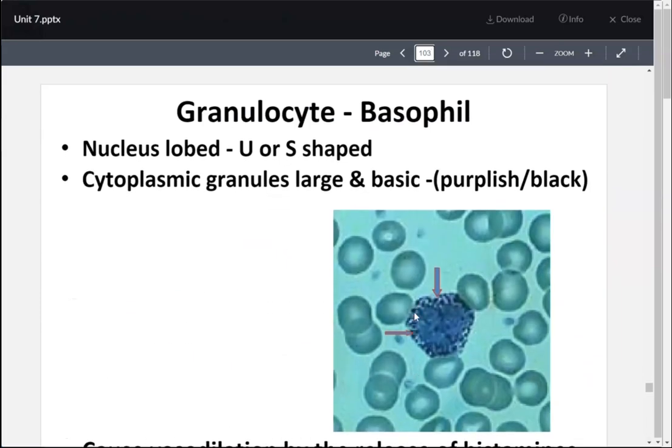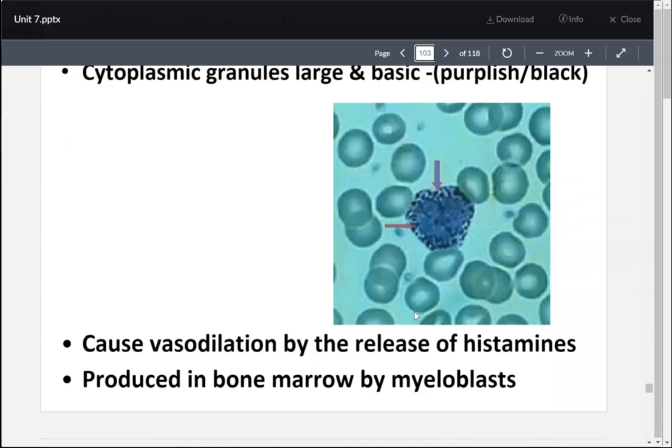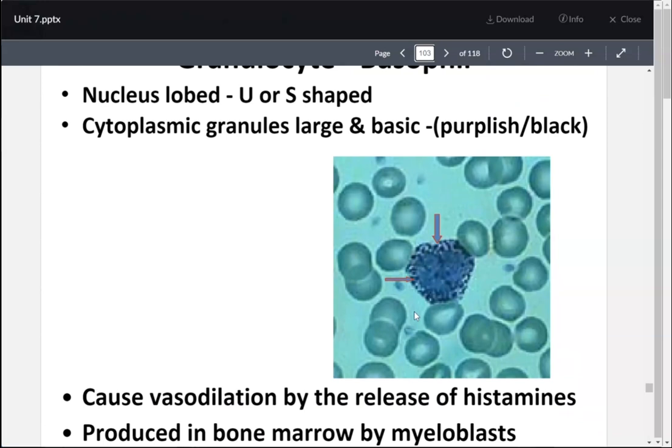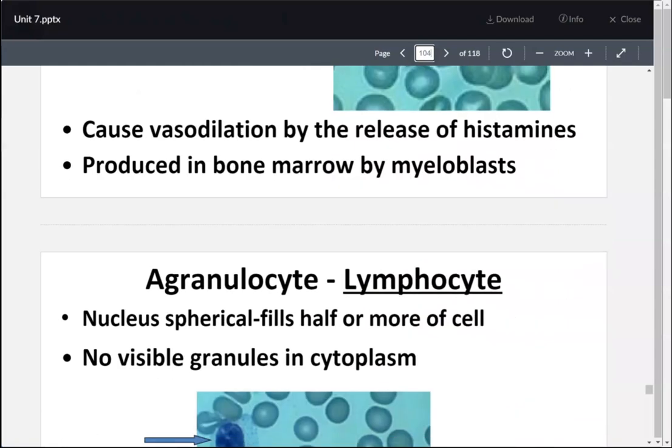Basophils have a U or S-shaped nucleus, and truthfully, this is not a fantastic picture, but the granules are going to be large and basic, so they're going to have a bluish-black tinge. Basophils are going to cause vasodilation in the arterioles by releasing histamine. So these are going to be involved in an allergic response.